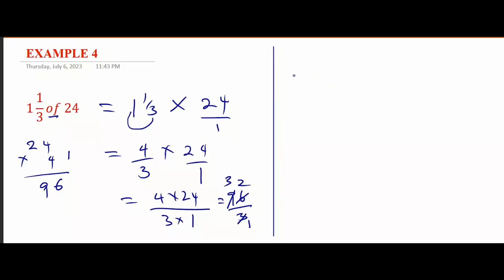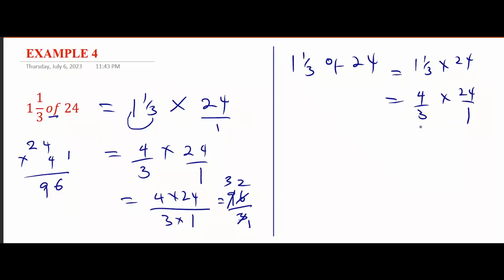So let's look into the second method. That will be 1 whole, 1 out of 3 of 24. The first thing is to write it as 1 whole, 1 out of 3, then times 24 out of 1. Then you convert this to an improper fraction. That will be 4 out of 3, then multiply by 24 out of 1.